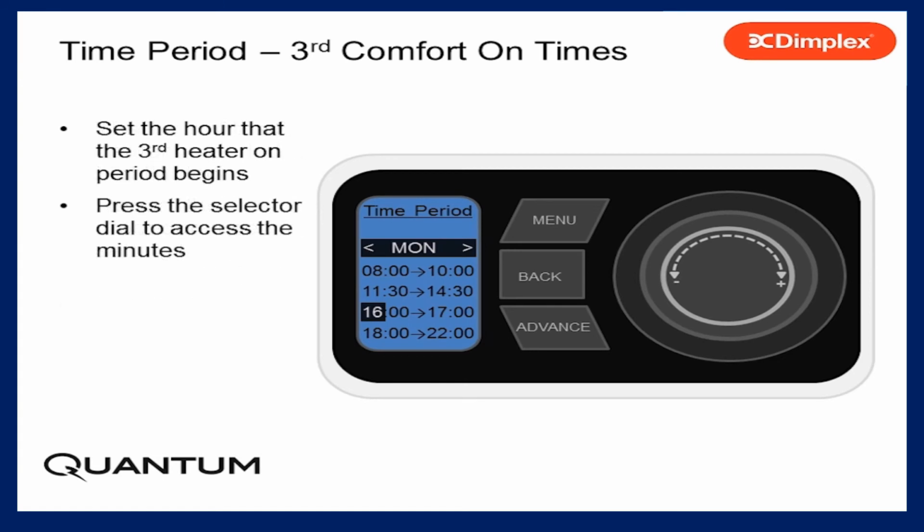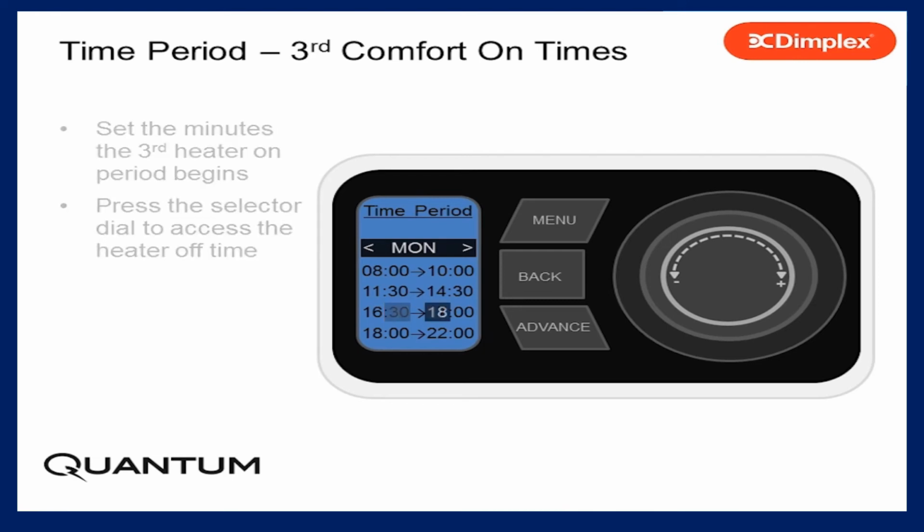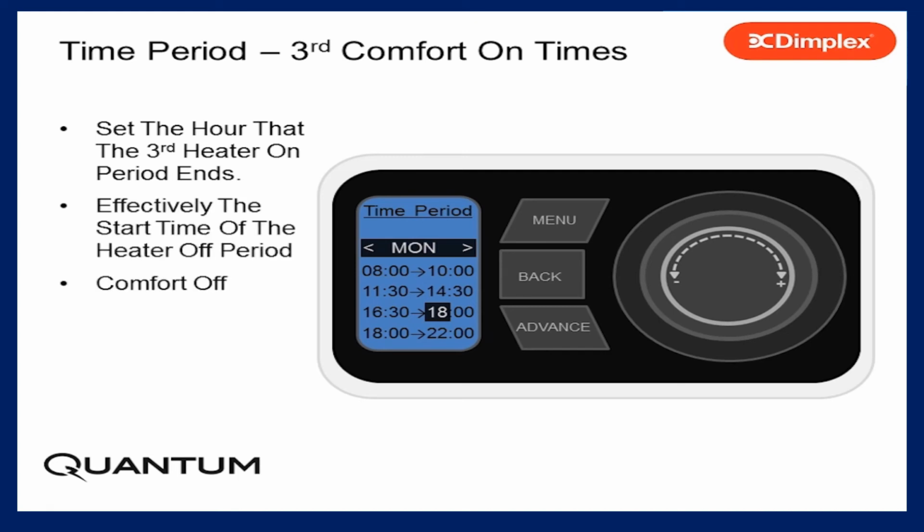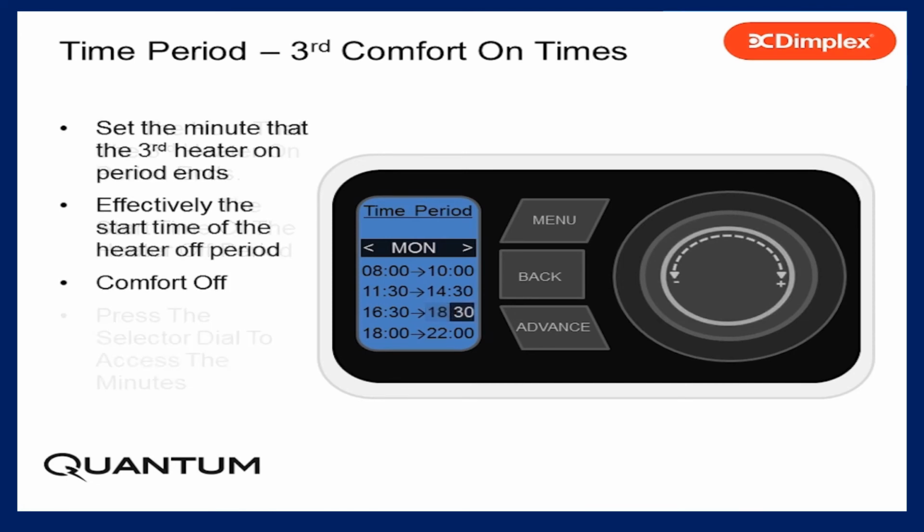Set the hour that the third heater on period begins. Press the selector dial to access the minutes. Set the minutes that the third heater on period begins, then press the selector dial to access the heater off time. Set the hour that the third heater on period ends. Effectively start time of the heater off period. Comfort is off. And press the selector dial to access the minutes.